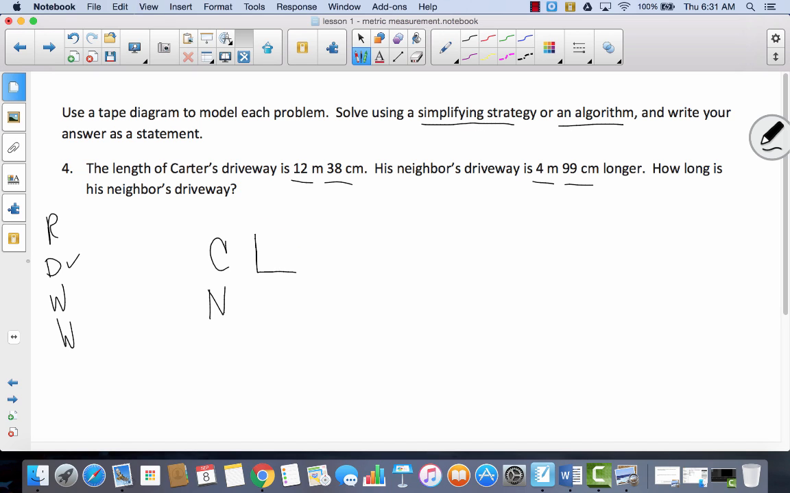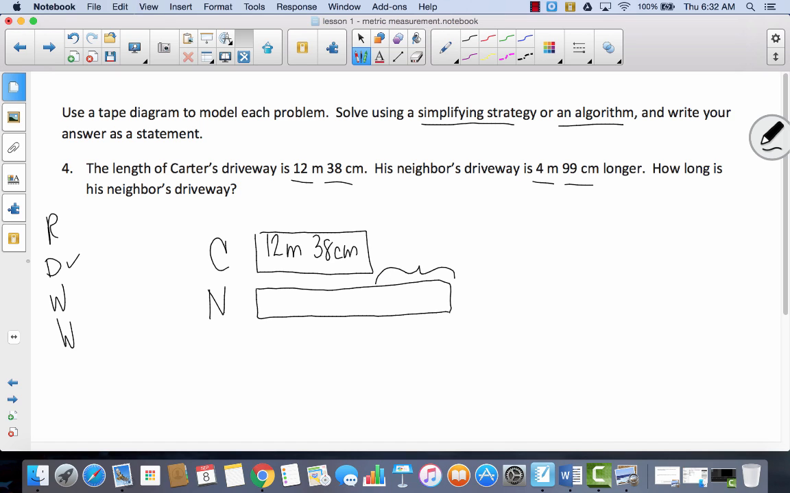So I'm going to go ahead and draw my tape diagram to represent Carter's driveway. It tells me that it's 12 meters, 38 centimeters, and then his neighbor's driveway is actually longer. So notice this tape diagram is going to be longer. How much longer is his neighbor's driveway? Well, it tells us right here that it's 4 meters, 99 centimeters longer. So I'm trying to figure out his neighbor's driveway.